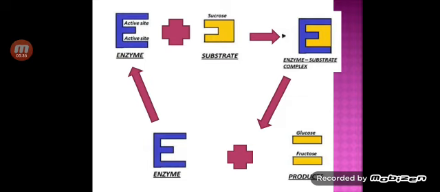Let me make one thing clear. The affinity of the active site of the enzyme molecule for the product is lower than that for the substrate. So let's revise again. This is an enzyme molecule. It has a highly specific binding site, also called the active site, to which the substrate binds to form the enzyme substrate complex.